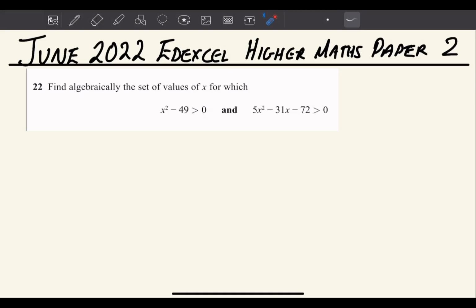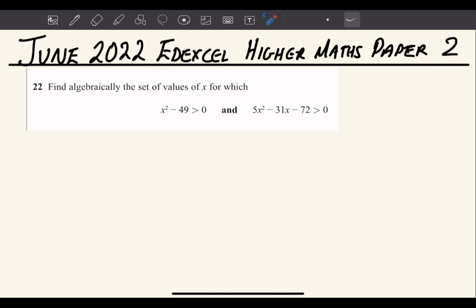Alright guys, so we're going to go over the June 2022 Edexcel Higher Maths Paper 2. This is question 22 in the paper, the last question of the exam. Again, the last questions tend to have the highest marks in the paper, and tend to be the most difficult ones, so we'll just go over it as part of revision.